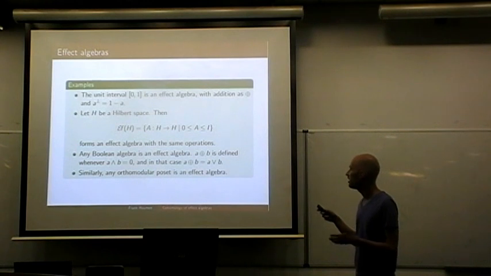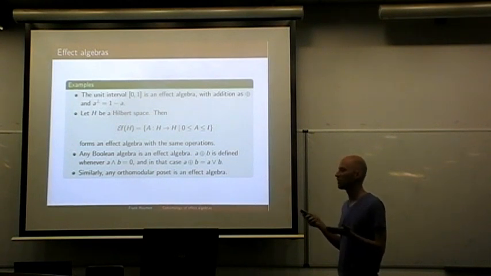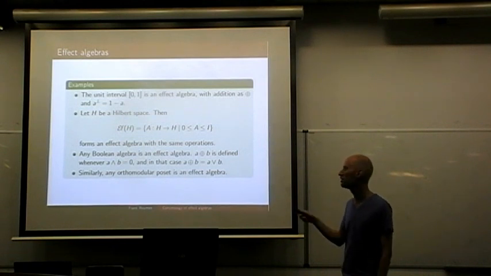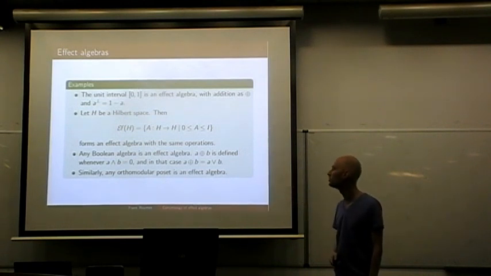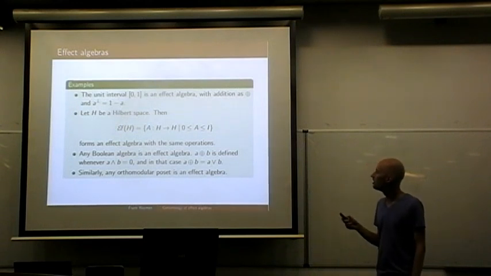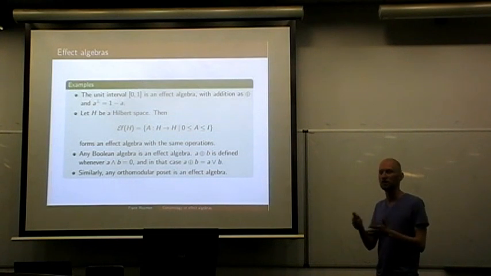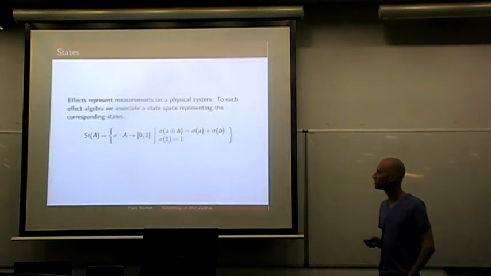And finally, any orthomodular poset is also an effect algebra. So for example, it's the projections on a Hilbert space. And the structure is defined in very much the same way as we would do for Boolean algebras. Okay, so effect algebras can be seen as something that models either probabilities or classical measurements or quantum measurements.